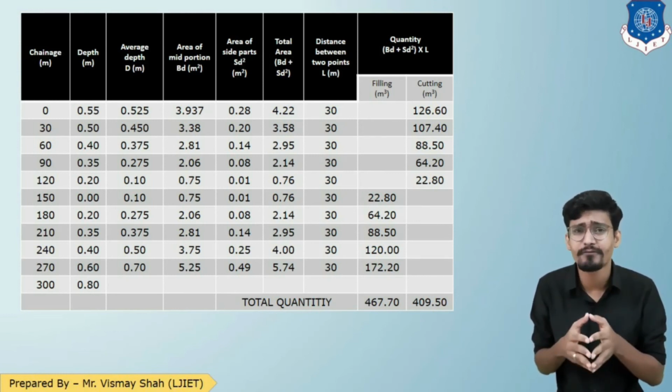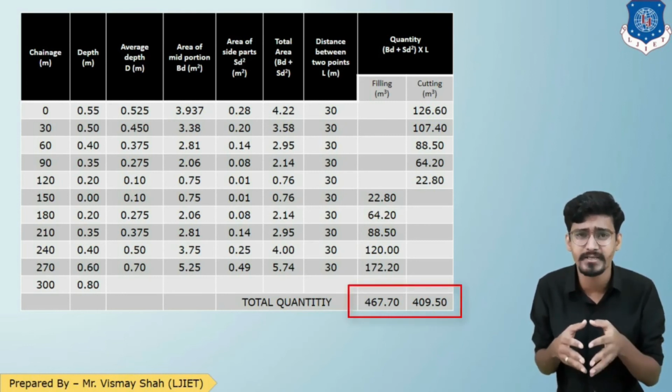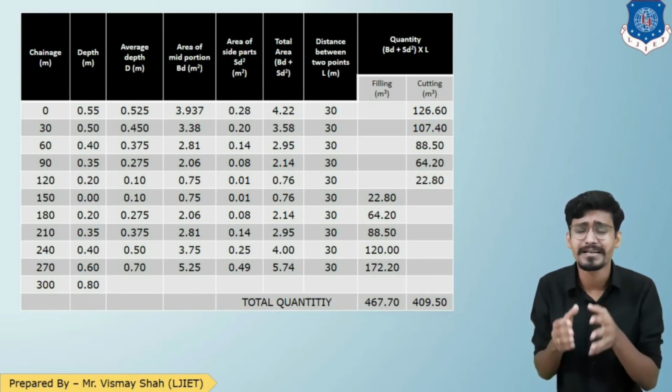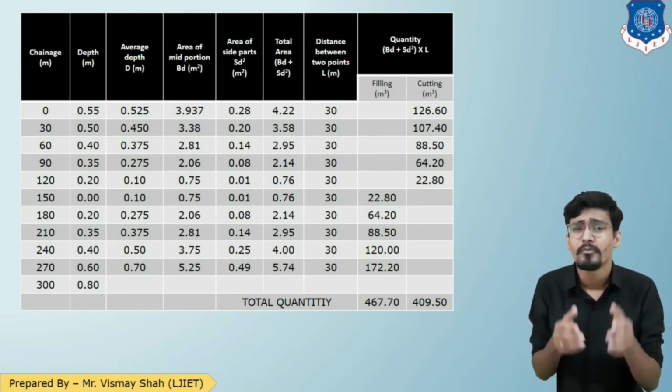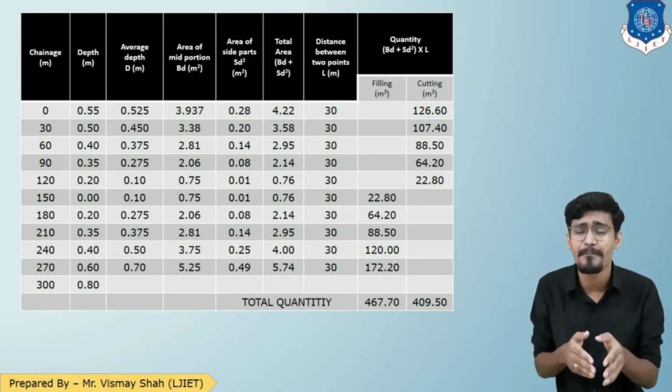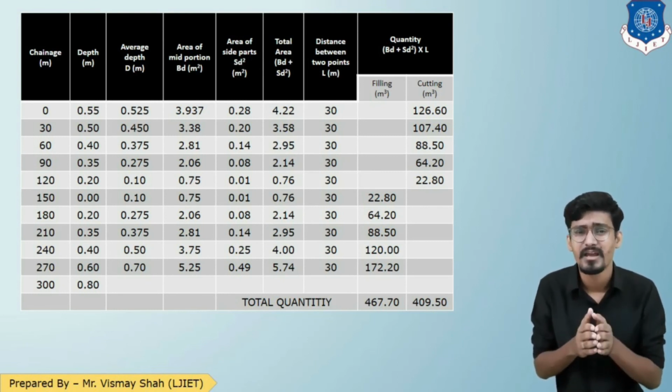So we'll get the quantity for cutting as 409.5 and for filling 468.70 cubic meter. So I hope we are clear about the mid-sectional method. Now we are going to do this sum again with the mean sectional method. Let us see.